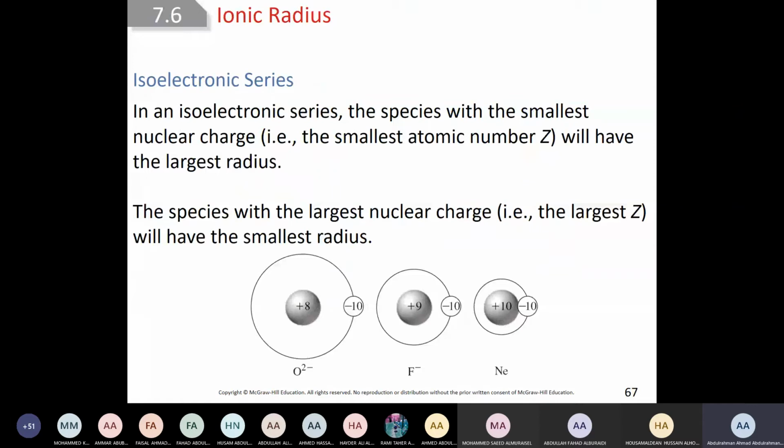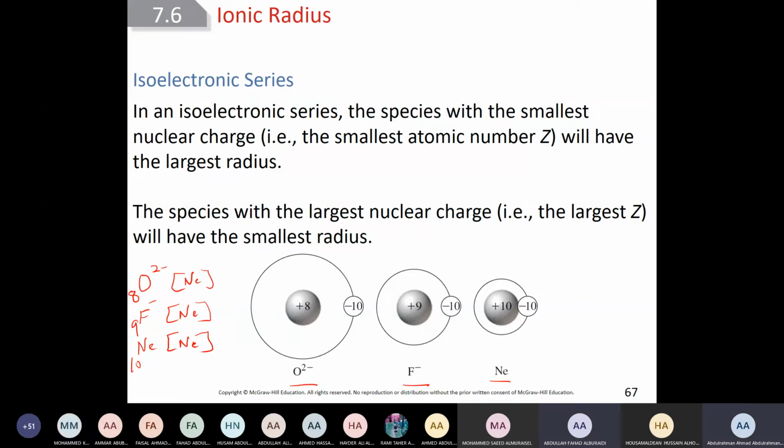What's the structure of O2 minus? Neon. What's the structure of F minus? Neon. What's the structure of neon? Neon. So we have two ions and one element: O2 minus, F minus, and Ne. Each one has how many electrons? 10. But how many protons do you have for oxygen? 8. And for fluorine? 9. And for neon? 10. So which one will be the smallest in size?